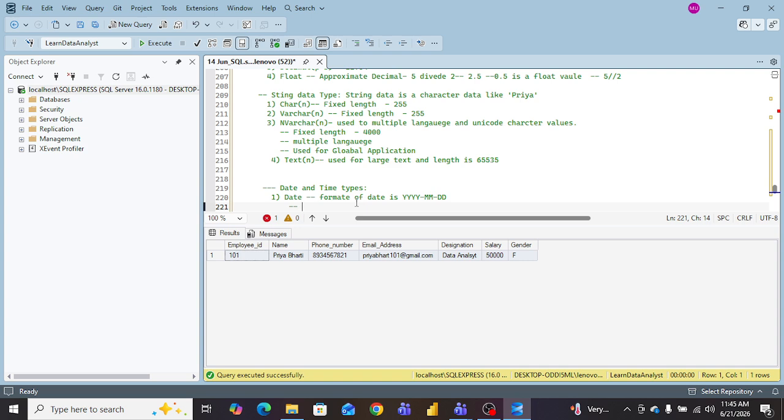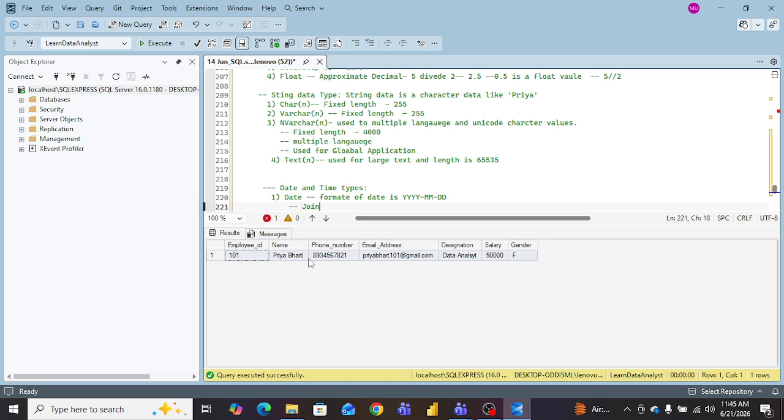If we create a table, here I have created a table, and I forgot to mention the date of joining column. It was a miss. Here is the salary and the designation, but I don't know when Priya Bharti joined this organization. We need one more field. I will not add it here, but I will just tell you.